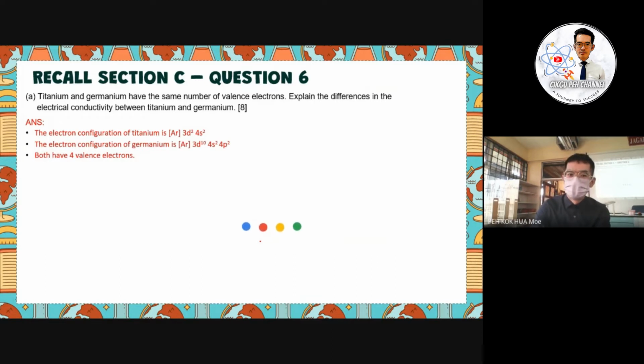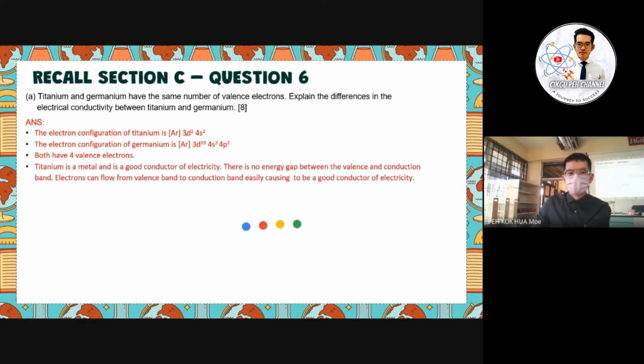answer needed from MPM. So this one recalls question 6. Here you can see the question asking about titanium and germanium. For the answer given, firstly you have to discuss the configuration. Then they have the same valence electrons here. And we discussed the energy gap, right?